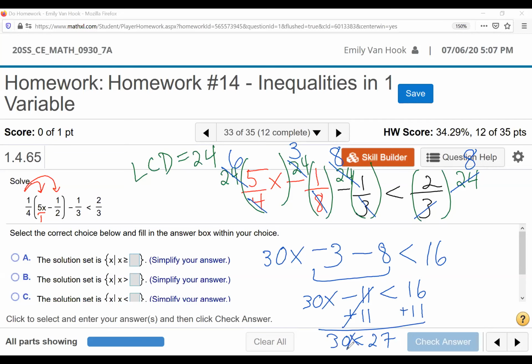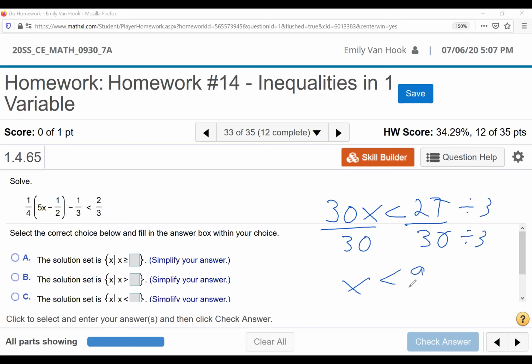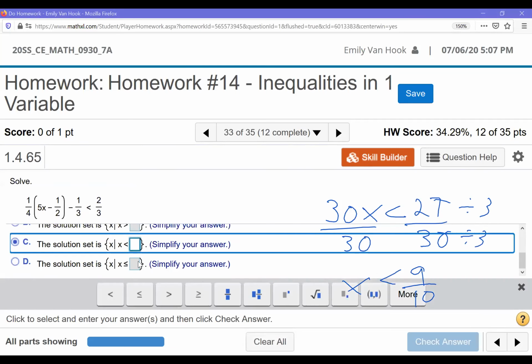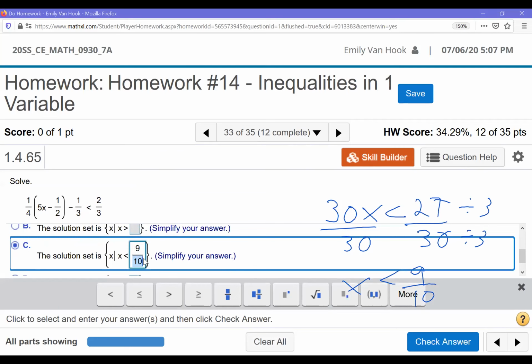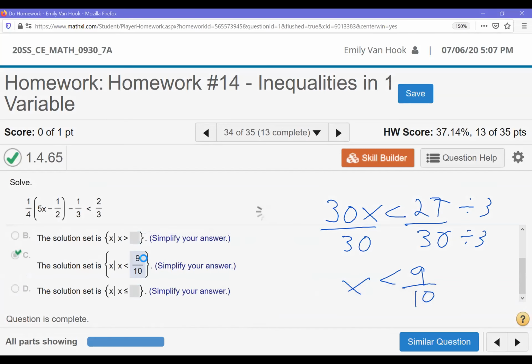Then if we divide both sides by 30, this is going to be a fraction, I think. So 30x is less than 27. Okay, divide by 30. 27 over 30, we can reduce that by 3. That becomes 9/10. So x is less than 9/10. Okay. Now I'm going to choose my correct multiple choice with the less than symbol. And we got it. Okay, last problem.